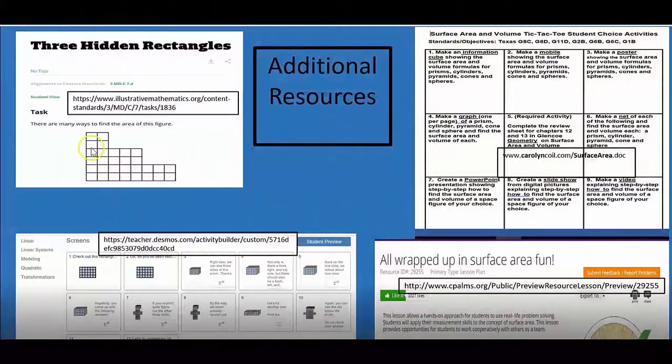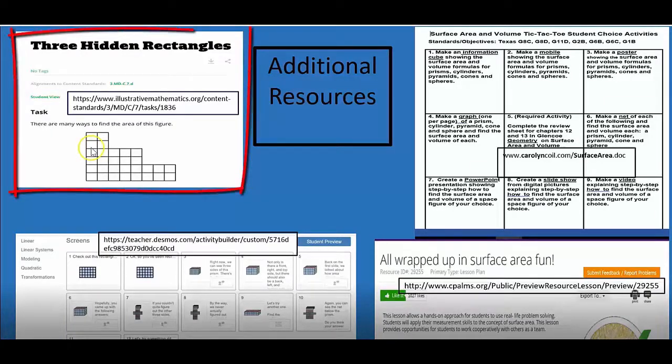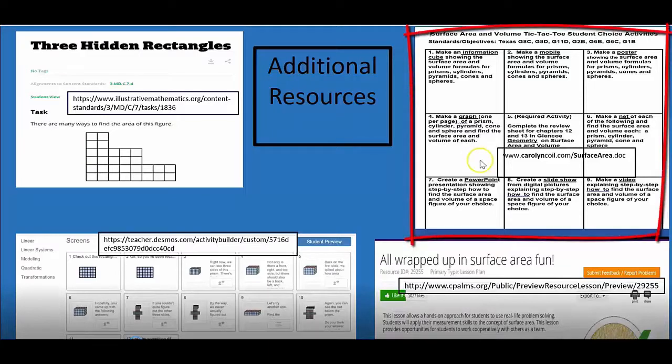Additional resources that can support the teaching of Standard 6.G.4 have been provided on this slide along with the links. The Illustrative Mathematics task, the 3 Hidden Rectangles, allows students to practice the decision on how to decompose a composite shape into rectangles. The surface area and volume tic-tac-toe board is an example of an activity by Carolyn Coyle to differentiate the product to meet various learning styles.